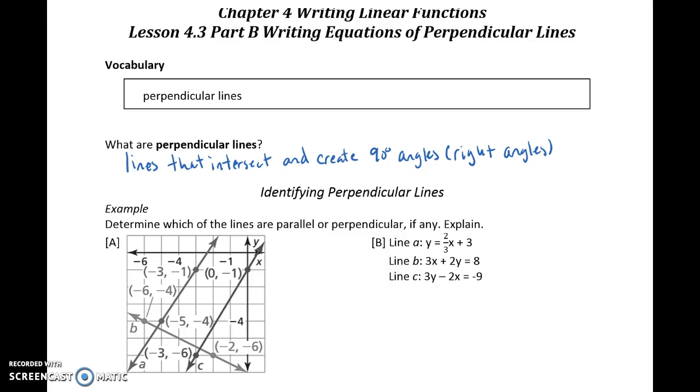Now, how do we tell that in an equation? Well, they have a specific type of slope. The slopes are what we call opposite reciprocals. Okay, so you might be thinking, what are opposite reciprocals? When we think opposite, think opposite sign, and reciprocal means to flip the fraction. So for example, 2 and -1/2 are opposite reciprocals.